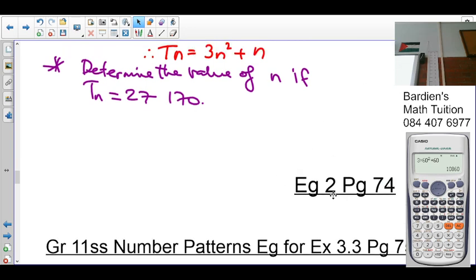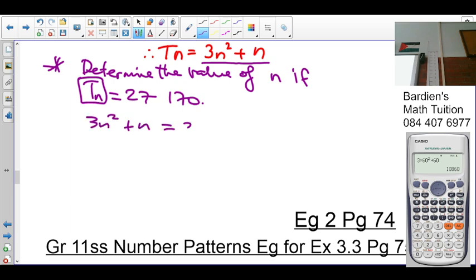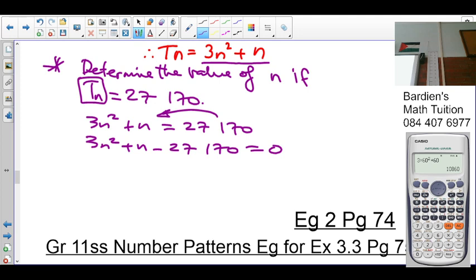Okay. So that is the nth term. And what is Tn? Tn is 3n squared plus n is equal to 27,170. So what must I do now? Yes, well done. Solve for n. So it's 3n squared plus n minus 27,170. Now, are we going to find factors here? No, there's nothing working for us here. Not so?